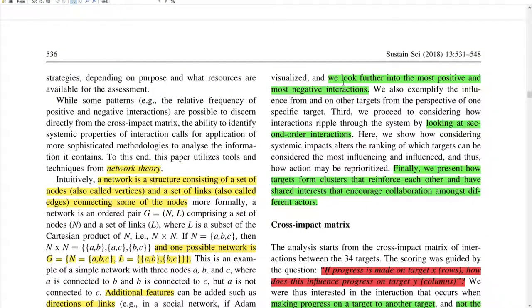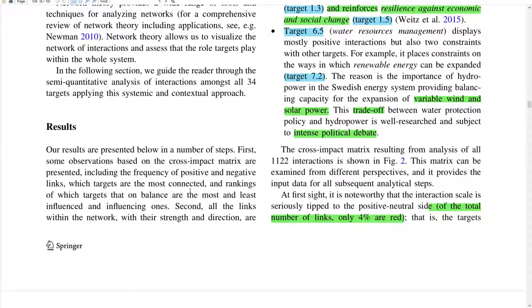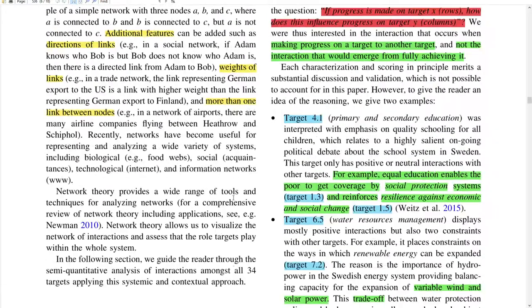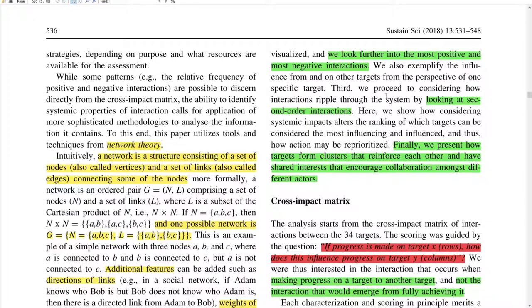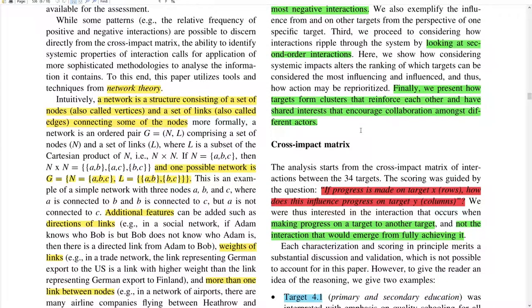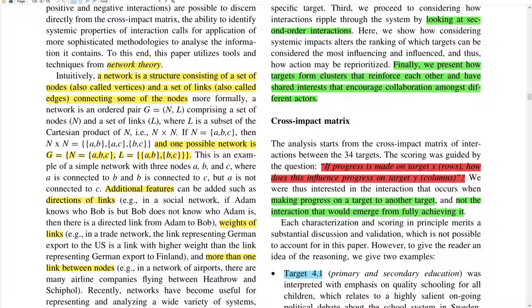And coming back here, they are going to discuss the results. The links within the network, their strength, direction, everything is visualized, and they're also going to look further into the most positive and most negative interactions. Later on, they will also be looking at second order interactions, and we're going to talk about that in a moment. And finally, they present how targets from clusters that reinforce each other and have shared interests that encourage collaboration amongst different actors, government actors in this case.